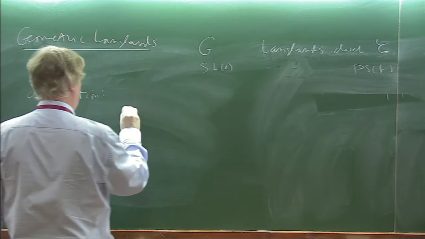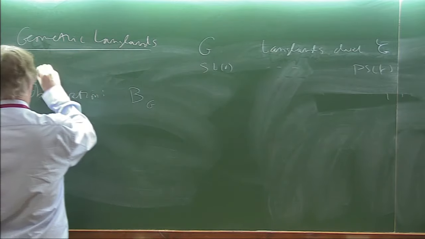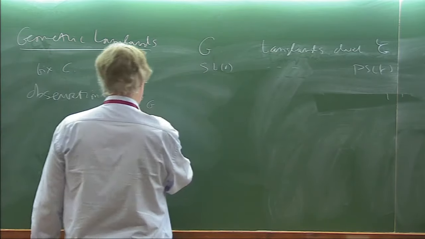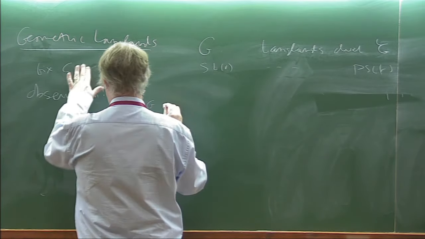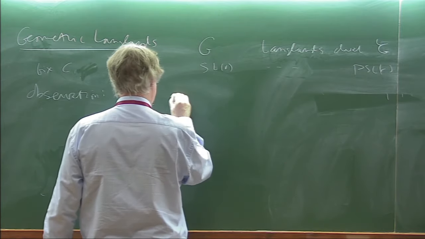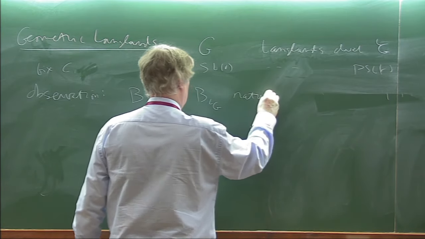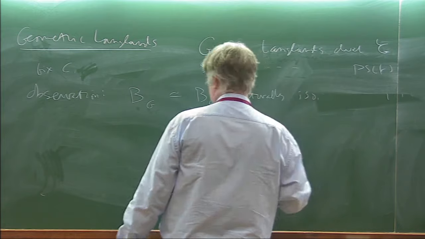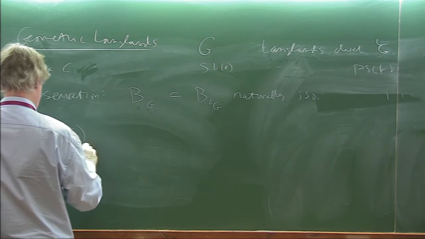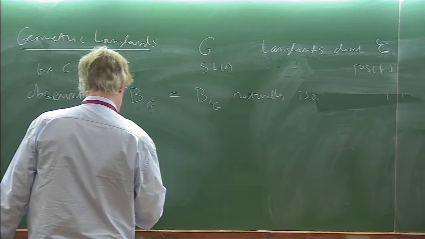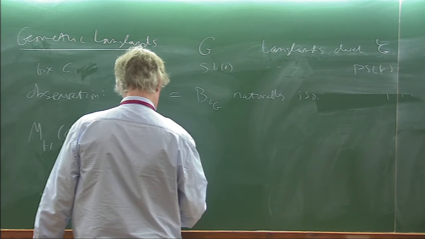The observation is that when we fix a curve and a rank R, the Hitchin base for the group G is naturally isomorphic to the Hitchin base for the Langlands dual group. Now we can look at M_H of G, which has its Hitchin fibration to its base. Let's just call this base B.